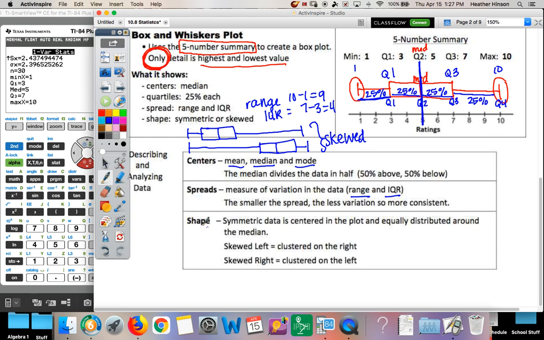And then your shape can be symmetrical if it's pretty centered and evenly distributed around a median. Or you can have it skewed left, which means you're going to have a tail on the left. So all your data is going to be over here. Or it can be skewed right, where you're going to have a tail on the right, and all your data is going to be on the left. So it just depends on where your tail is.